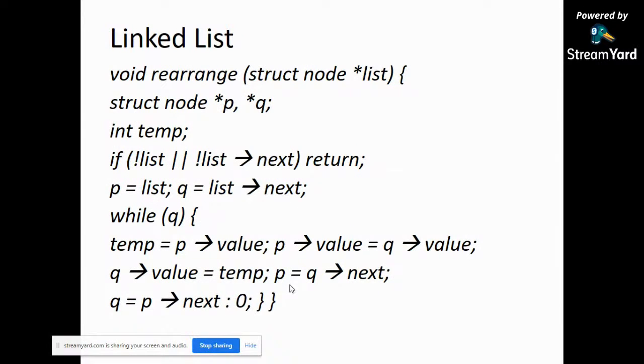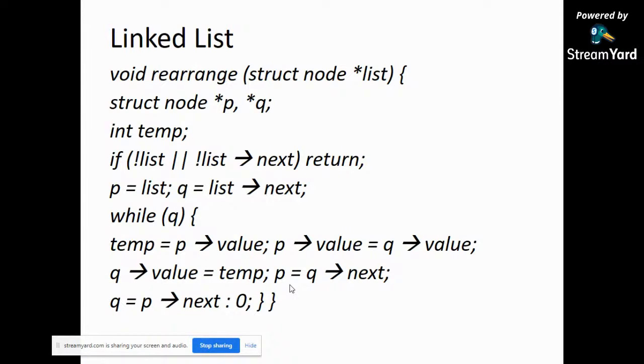While Q is not equals to null, execute the while loop. If the condition is true, then execute the while loop. So q is not equals to null. So temp is equals to p of value, p of value is equals to q of value, and q of value is equals to temp. This means what? We are exchanging the value of p and q.